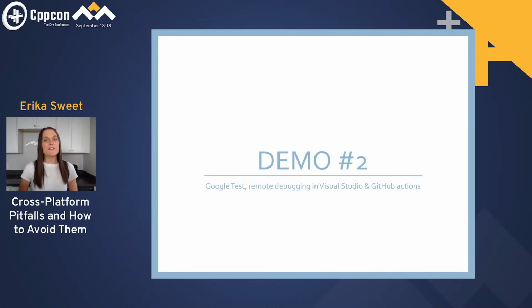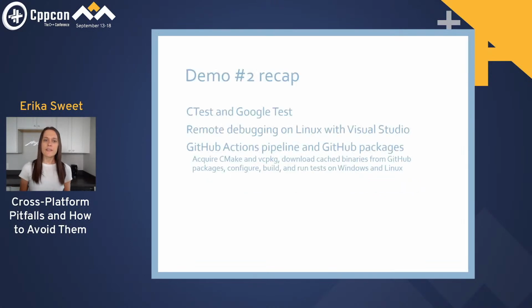All right, just to quickly recap what we showed in this second demo. We showed how easy it can be to enable a CMake project to use both CTest and Google Test. It's just a few lines of CMake. We showcased remote debugging on Linux with Visual Studio, and that was using GDB and the front end of the Visual Studio debugger. And I could set breakpoints and step through my code just like I was debugging on Windows. We also showcased a GitHub Actions pipeline with GitHub packages. So there we acquired CMake and VC package. We downloaded cache binaries from GitHub packages. We configured and built our CMake project on both Windows and Linux agents and ran our full suite of tests.